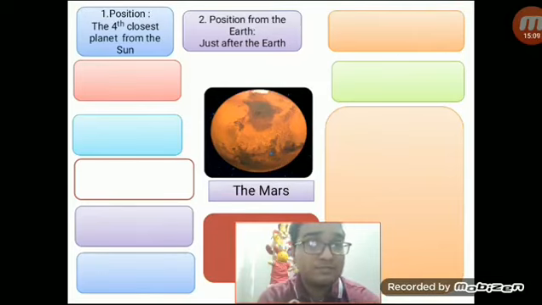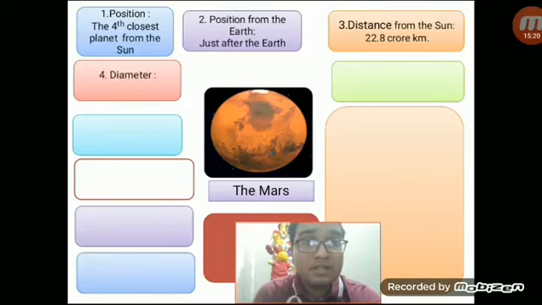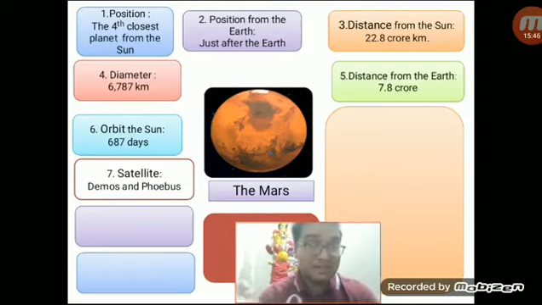Then distance from the sun: it is situated 22.8 crore kilometers from the sun. Then diameter: its diameter is 6787 kilometers. Distance from the Earth: it is situated 7.8 crore kilometers from the Earth. Then to orbit the sun it needs 687 days. Satellite: it has two famous satellites, Deimos and Phobos.